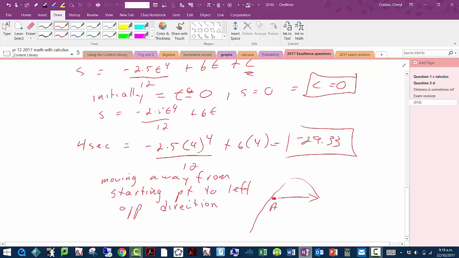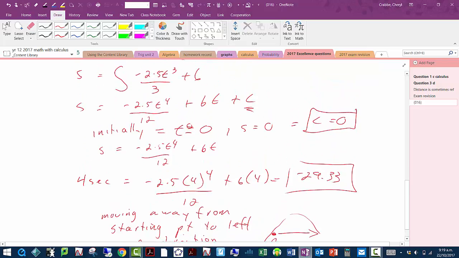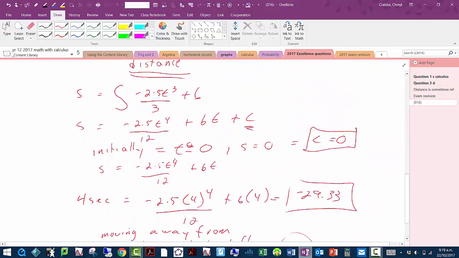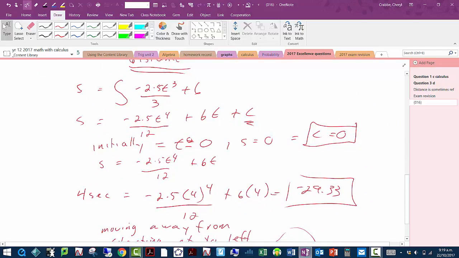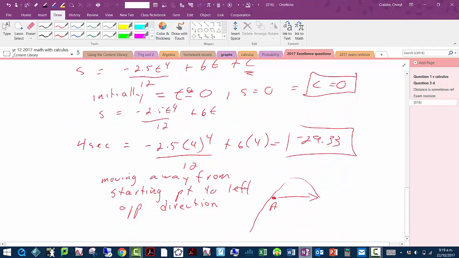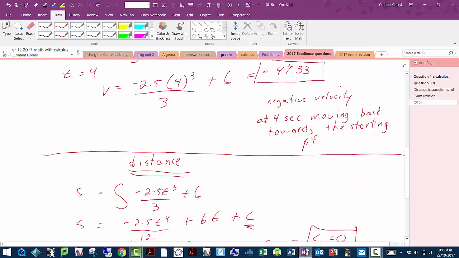So it's very important that you are aware of what the magnitudes and the signs mean. You can get negative velocity, you can get a negative distance, and you have to be able to interpret that graphically and in context to the question.